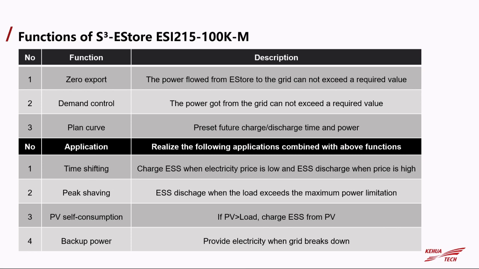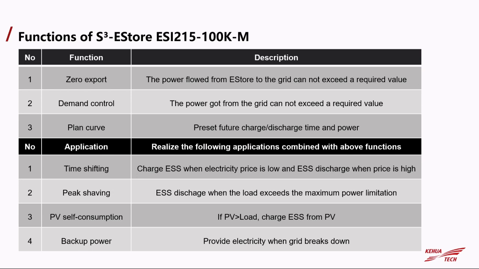One is the zero export function. This function describes that the power you send from the energy storage system to the grid cannot exceed a certain value, because we know renewable energy like PV power or wind power is not stable enough. So if too much energy is injected to the grid, it will affect the stability of the grid. So we have this function to limit the energy injected to the grid.